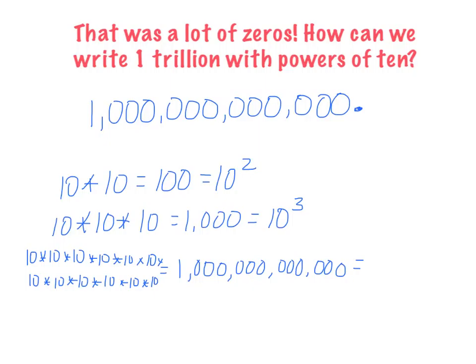So how many times did we multiply together 10 times 10 times 10? We did that 10 to the 12th power. Notice 10 to the 12th power, we also have 12 zeros. So this really is telling us how many place values we're moving.